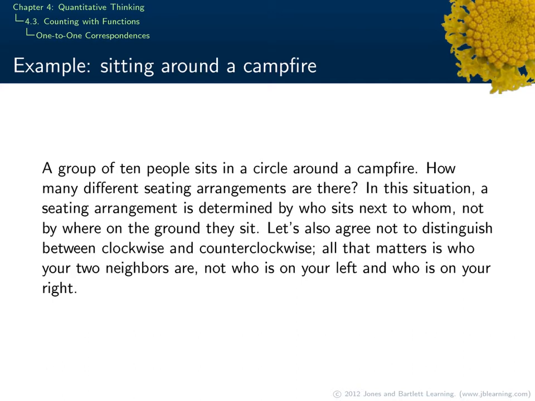So we have a group of 10 people sitting in a circle around a campfire. How many different seating arrangements are there? In this situation, a seating arrangement is determined by who sits next to whom, not by where on the ground they sit. So let's agree not to distinguish between clockwise and counterclockwise. All that matters is who your neighbors are, not who is on your left or who is on your right. So clockwise versus counterclockwise doesn't matter, and where you're sitting on the ground doesn't matter. It's just your neighbors that matter.